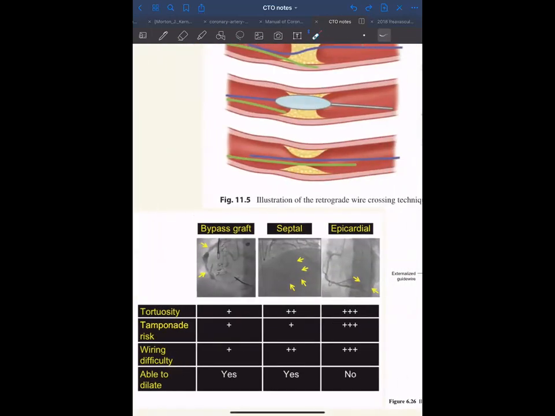So coming to the collateral channels used in retrograde techniques, a bypass graft is least preferred because it has a lot of frailty, tortuosity, and difficulty in wiring.